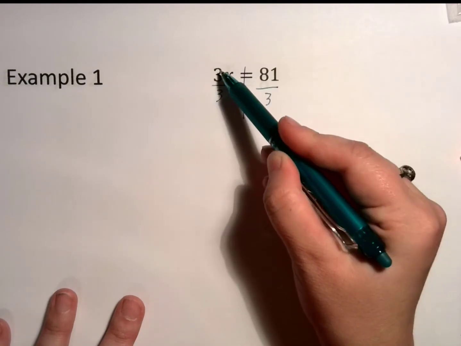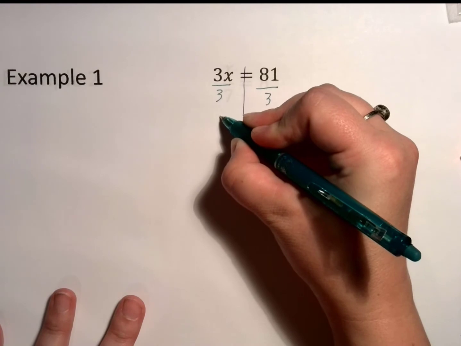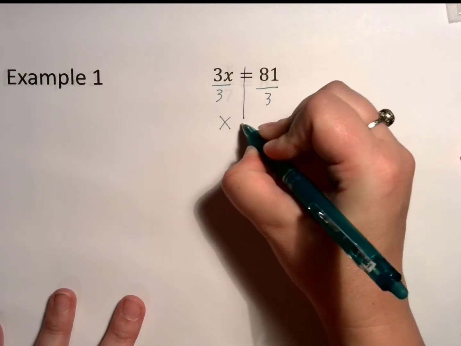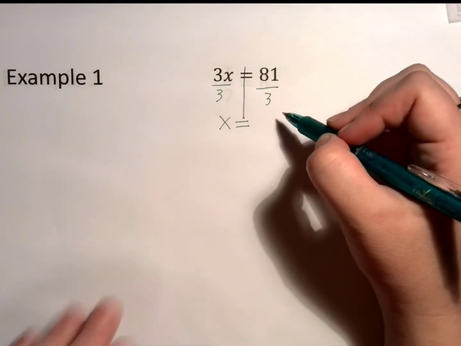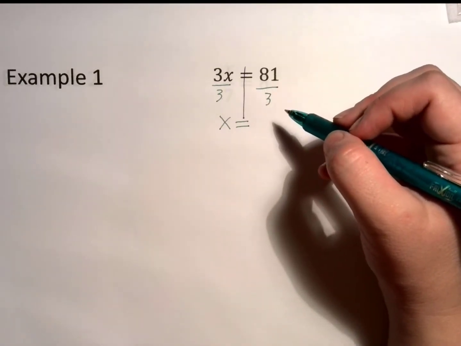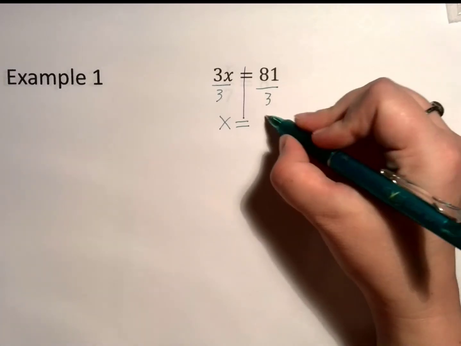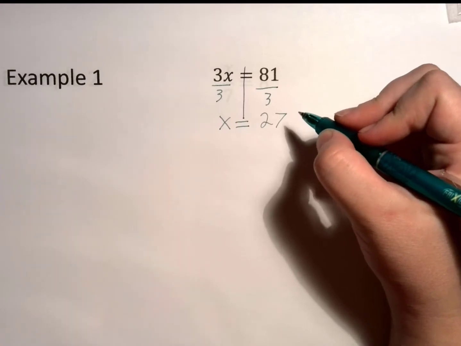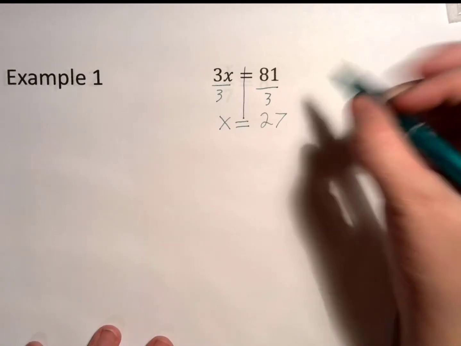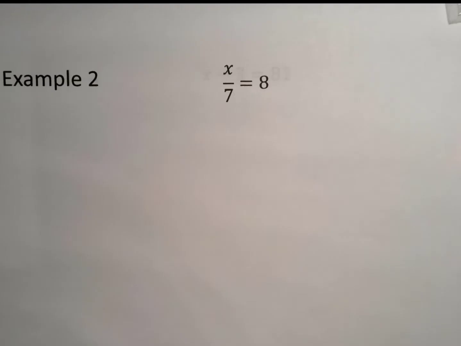Okay, the reason we're dividing by 3 is that 3 divided by 3 is 1. So we're just left with x. 81 divided by 3 is 27. So my x in this case is 27. All right, let's look at another one.